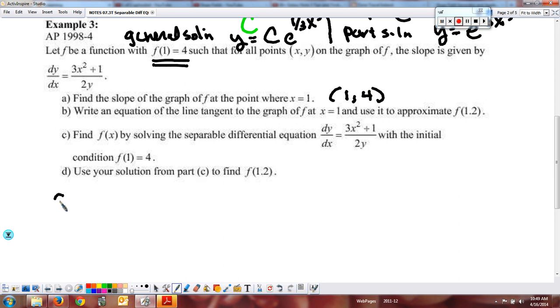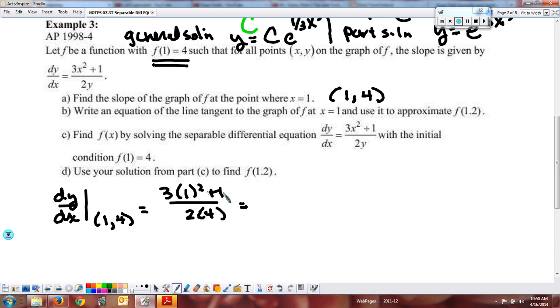So we basically want to find the slope when x is 1 and y is 4, and you just show your work for that. 1 squared plus 1 over 2 times 4, nothing but plug and chug. 3 plus 1 is 4. 4 divided by 8 is 1/2. All right, so A, pretty easy. Nothing more than recognizing you have to have an x and a y.